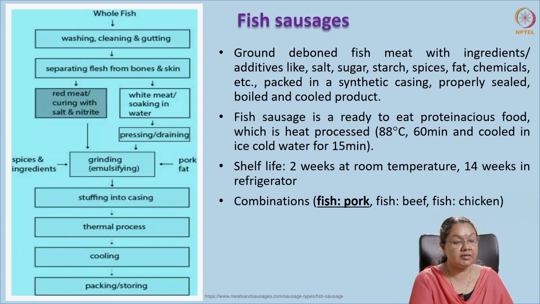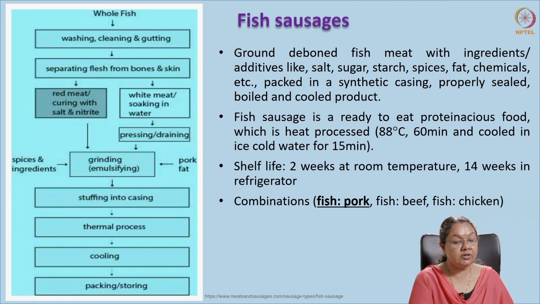And the next product is fish sausage. In the fish sausage, the meat is taken and other ingredients are added like salt, sugar, starch. Starch is a binder here, and we also add other ingredients like fat, spices. And these are packed in synthetic casings and they are sealed, boiled and cooled.